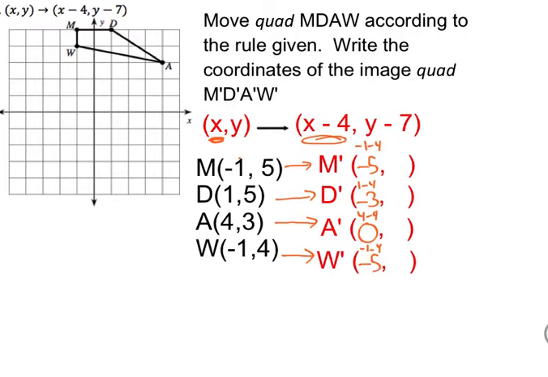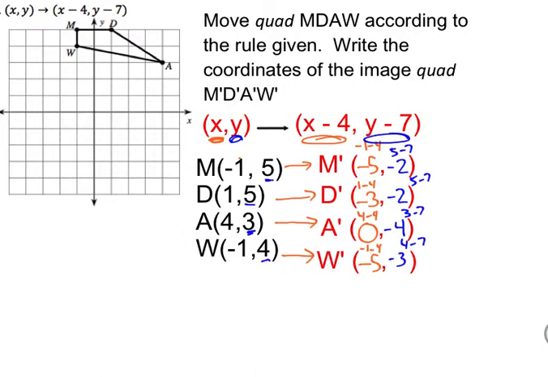I'm going to do the same thing with the y's. Well, I'll use the coordinate rule. Every y is going to become y minus 7. So 5 becomes 5 minus 7, which is negative 2. 5 becomes, again, 5 minus 7, which is negative 2. 3 becomes 3 minus 7, that's negative 4. And 4 becomes 4 minus 7, that's negative 3. So this gives us our 4 points.